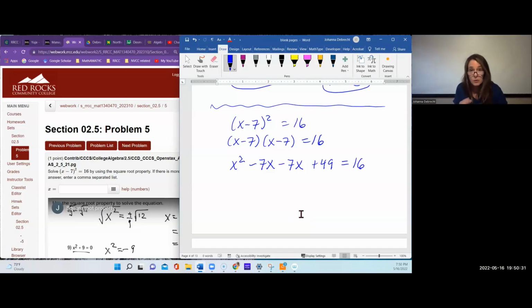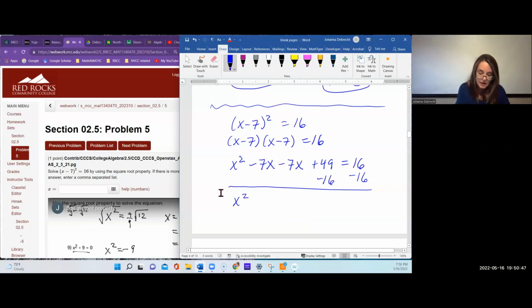So in order to solve this by factoring, we need to move the 16 to the left to join the other variable terms. As part of that process, I can also add the outside and inside product to get a negative 14x. And then 49 minus 16 would give me 33.